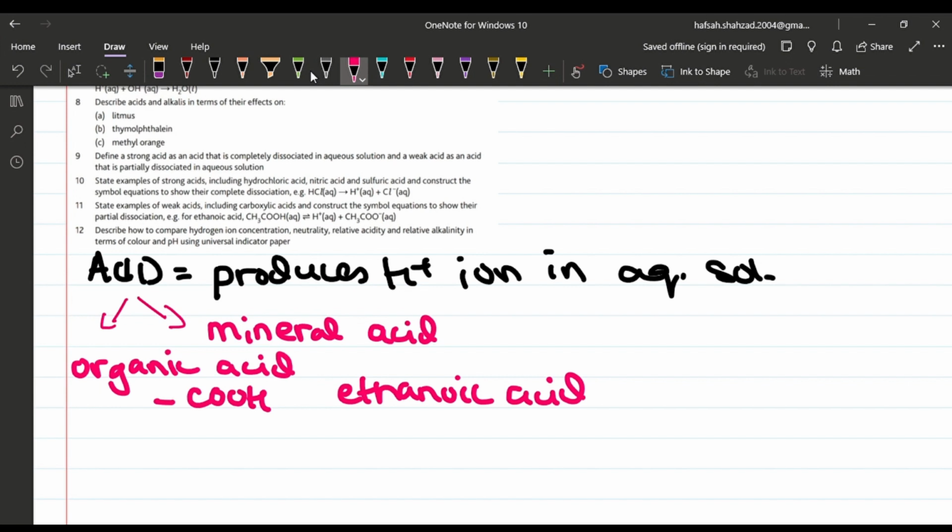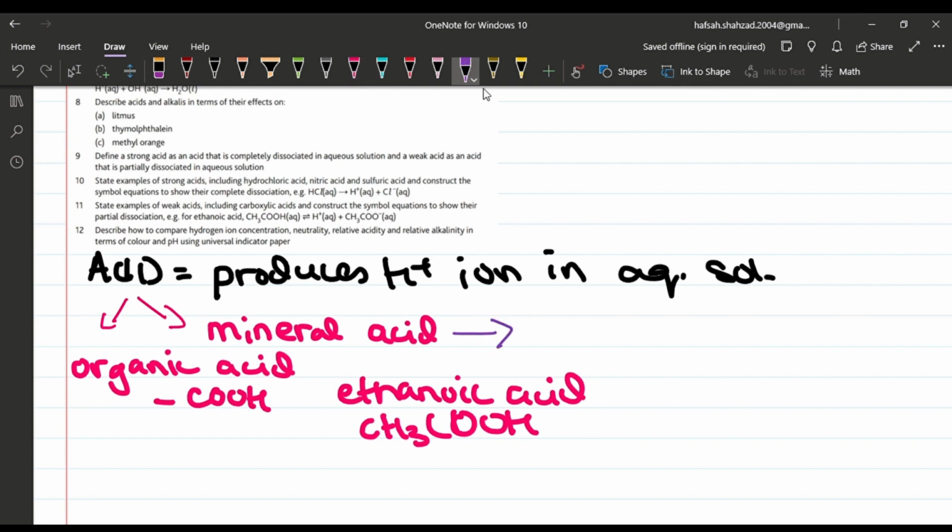Ethanoic acid has a formula of CH3COOH, so it's a compound with 2 carbons in it. This is all for the introduction of acids. We looked at the example of an organic acid, ethanoic acid, the most common one. Now we'll be looking at the mineral acids.